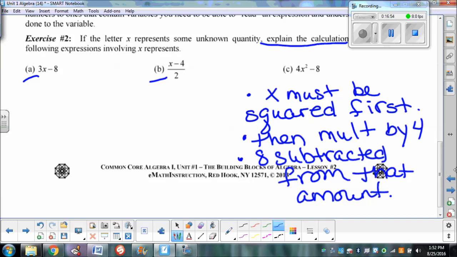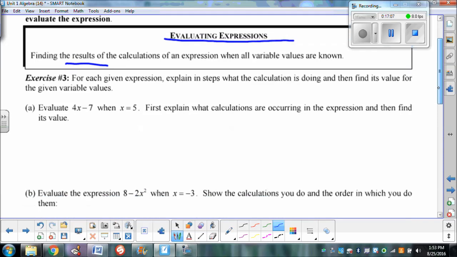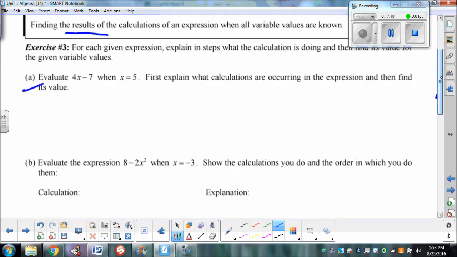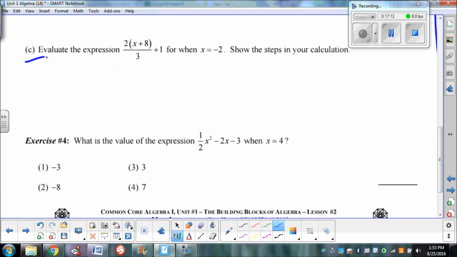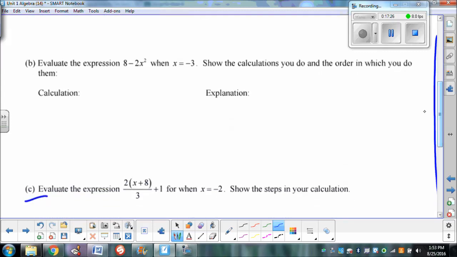We've got one more to do and we will be done. So evaluating expressions: finding the result of the calculations of an expression when all variable values are known. You are going to do A on your own. You are also going to do C in exercise 4. We are going to do B together right now. Evaluate the expression 8 minus 2x squared when x is equal to -3. Show the calculations in the order in which you do them. So if 8 minus 2x squared is my expression, and I've got to find its value when x is -3, that means substitute -3 in for x.